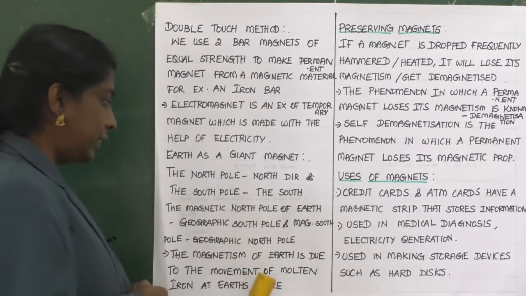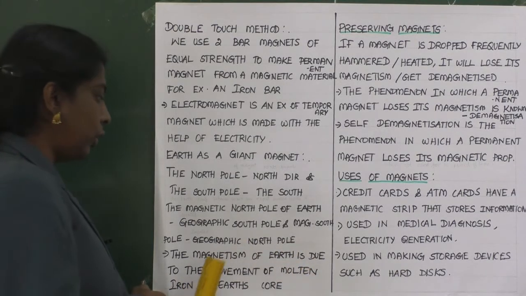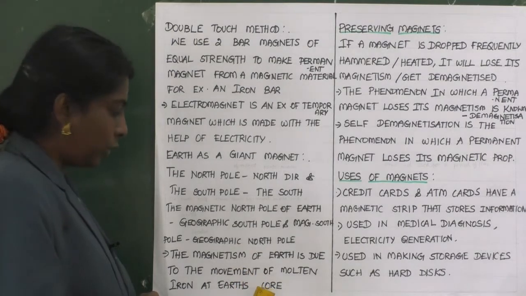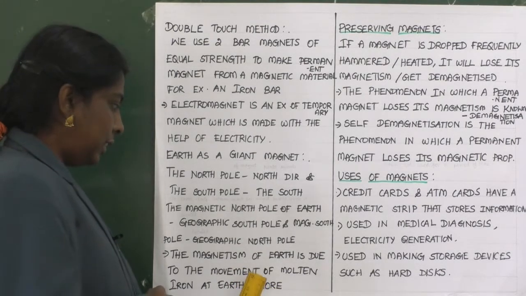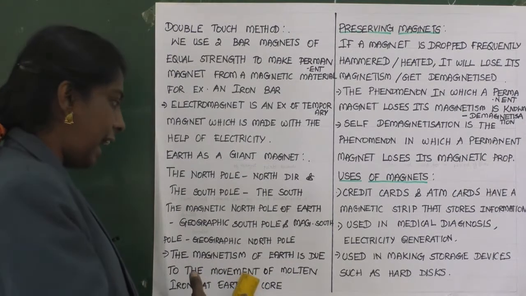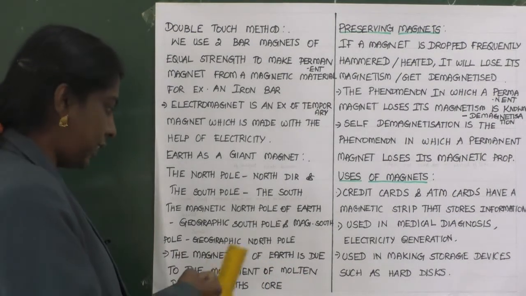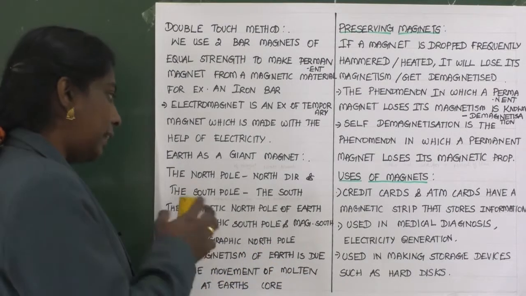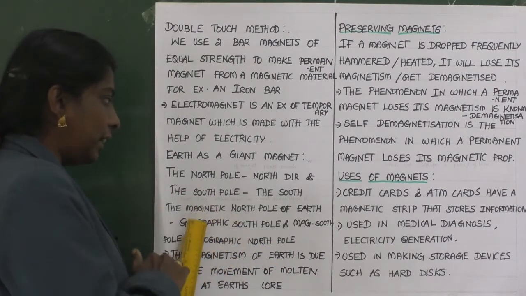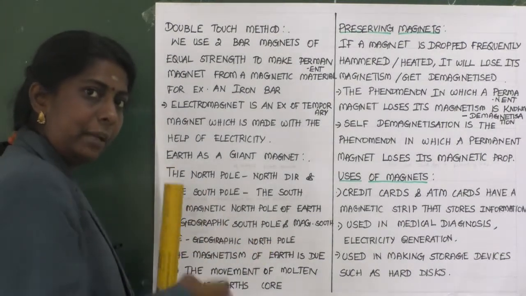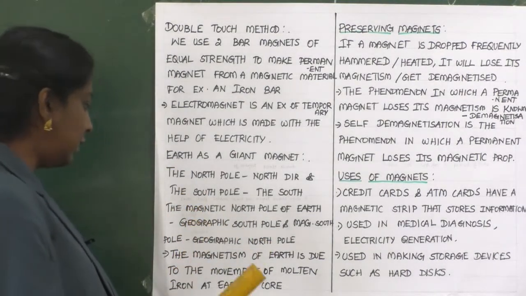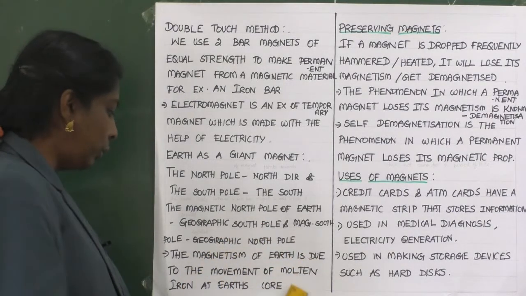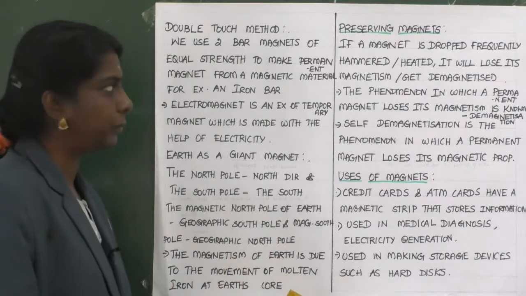The magnetism of Earth is due to the movement of molten iron at Earth's core. Core means the innermost part. So, the innermost part of the Earth has molten iron. Based on the movement of the molten iron, the magnetic property, that is the direction of the magnetic north pole and the south pole, have been located. Clear?